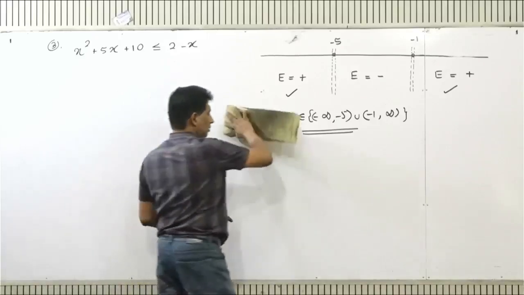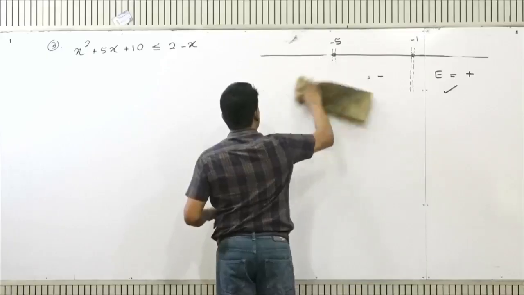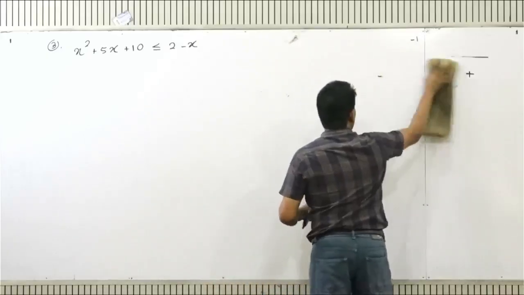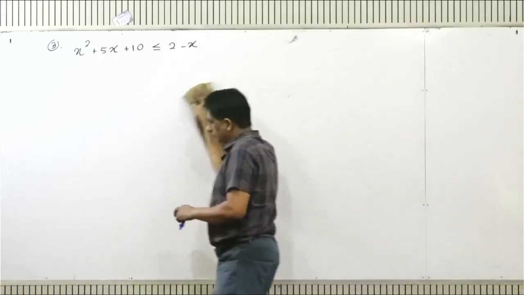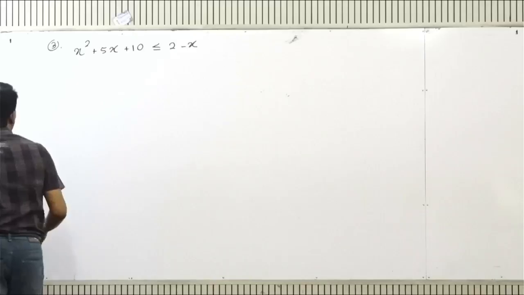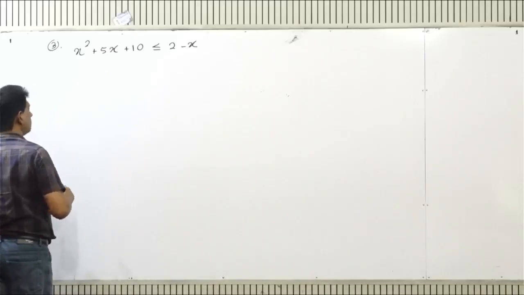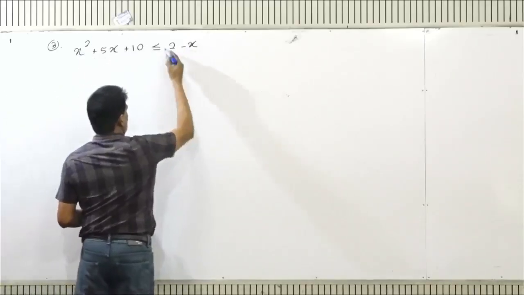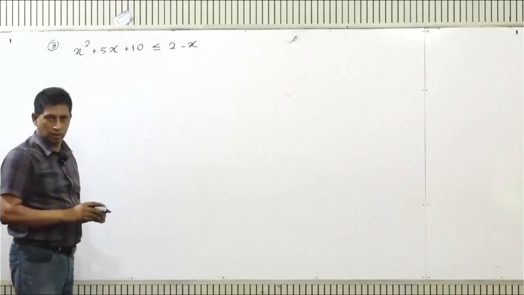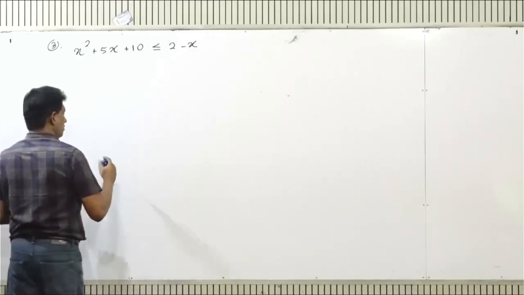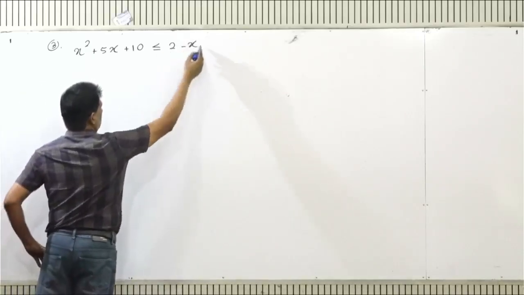Right. Now this one, this is a quadratic function, this is a linear function. So this inequality is a linear inequality. To solve, we have to follow the factor method. For that case, we have to make this side 0.